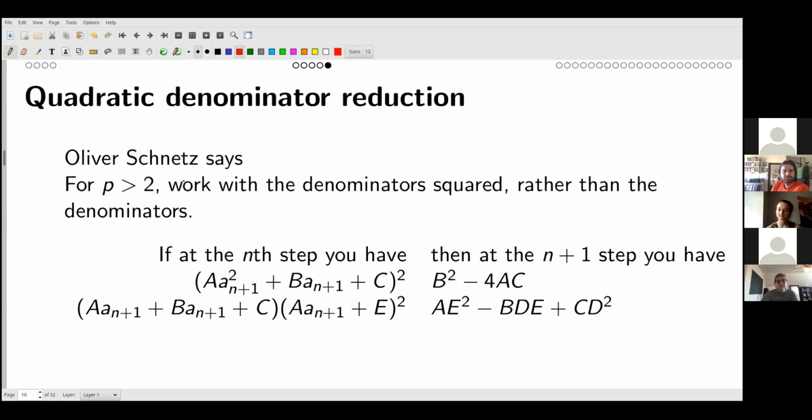And so Oliver, in the last year or two, proved a really nice generalization. This is more going to be about C2 and calculating things like that. So we've got a P. And it's not going to work for P equals 2, but for P greater than 2, we basically want to work with the denominators squared.